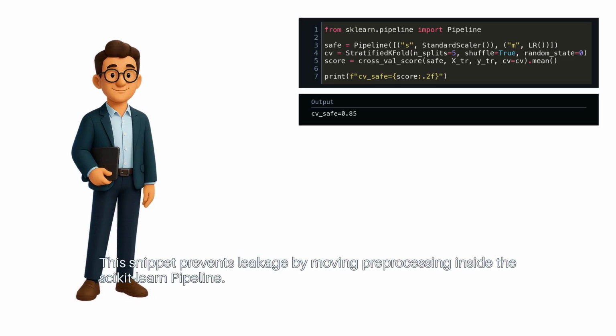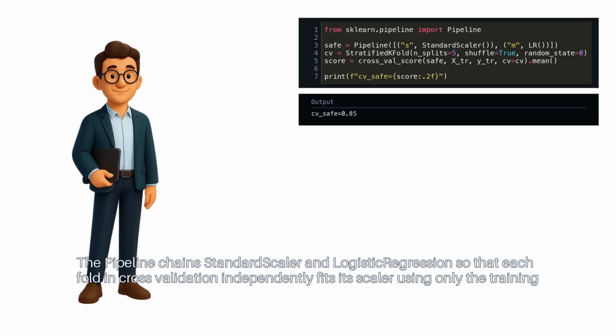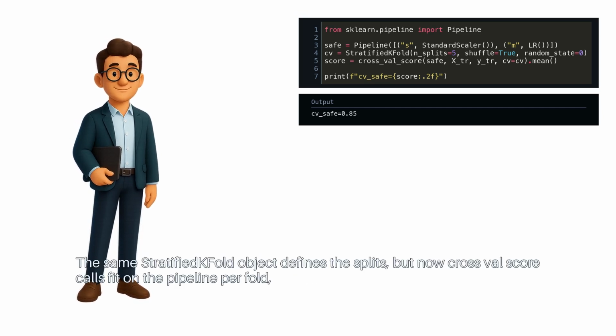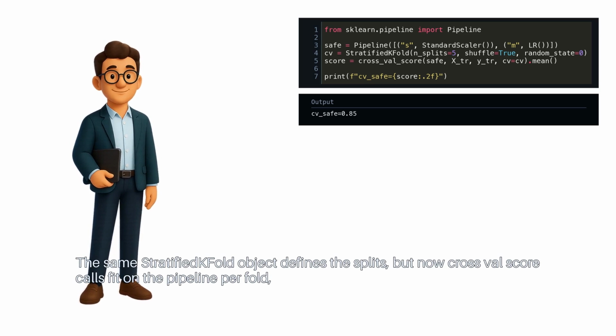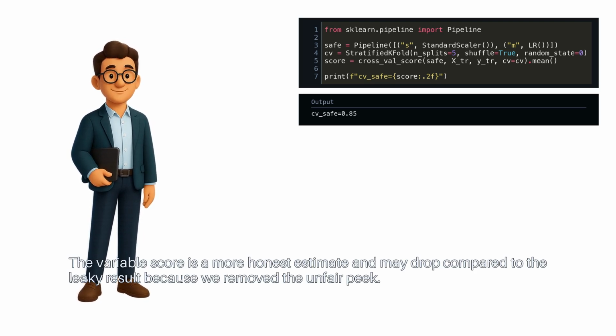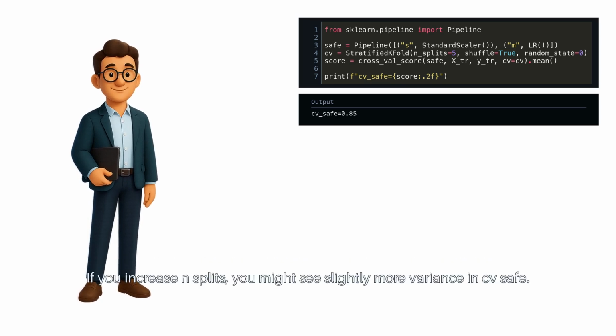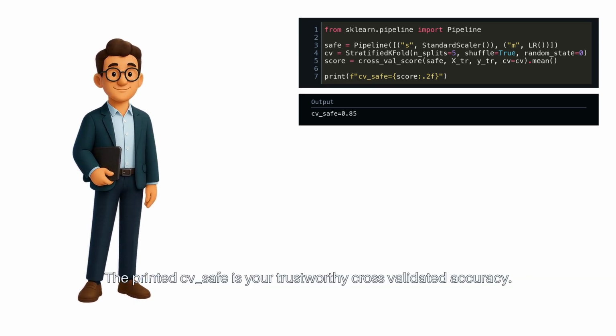This snippet prevents leakage by moving pre-processing inside the scikit-learn pipeline. The pipeline chains StandardScaler and logistic regression, so that each fold in cross-validation independently fits its scaler using only the training fold. The same StratifiedKFold object defines the splits, but now cross_val_score calls fit on the pipeline per fold, ensuring isolation between train and validation. The variable score is a more honest estimate and may drop compared to the leaky result because we removed the unfair peek. If you increase n_splits, you might see slightly more variance in cv_safe. The printed cv_safe is your trustworthy cross-validated accuracy.